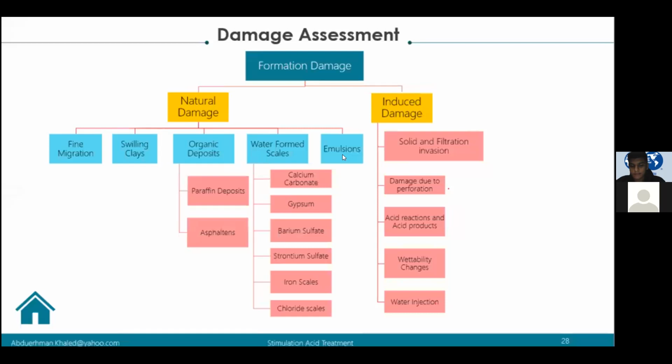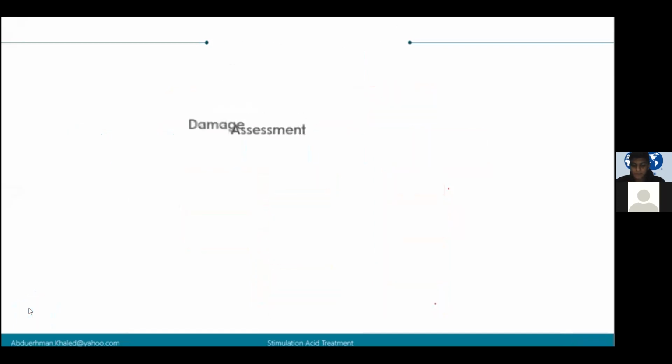And there are many other things, for example, emulsions. If there is emulsion that restricts the flow, if you have, as I told you, fine migration, if you have a scale buildup, any kind of scale buildup because of oil composition or because of injected water, sometimes a previous stimulation job introduces another kind of damage. So all these things must be addressed before you start talking about acidizing. So let's go back to our roadmap.